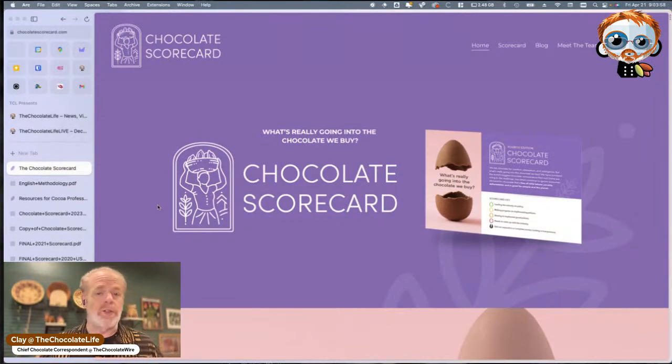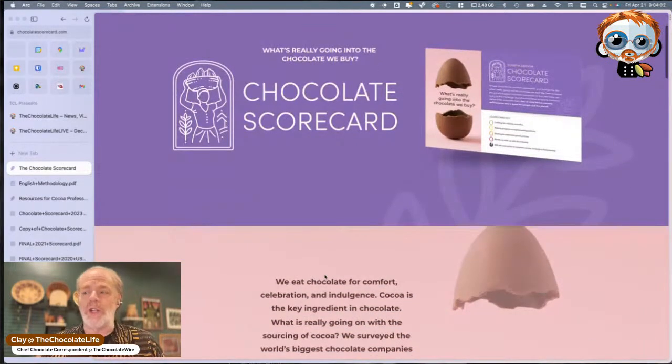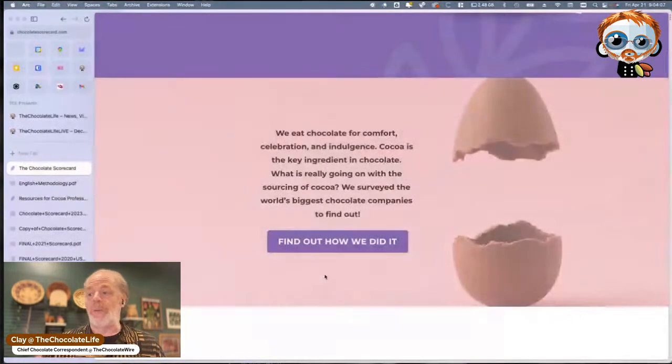So one of the first things to do in looking at something is actually go through and take a look at what it is that they're purporting to say. So they give the purpose. The purpose is we all eat chocolate. We surveyed the world's biggest chocolate companies to find out what's going on with the sourcing of cocoa. Now, that's a really interesting turn of play. We're looking at the chocolate scorecard, but this is all about cocoa sourcing. So to some extent, we need to keep that in mind. This is what they're really talking about. They're talking about sourcing cocoa, and what does sourcing cocoa have to do with chocolate? And it turns out to be very, very important in a couple of respects.